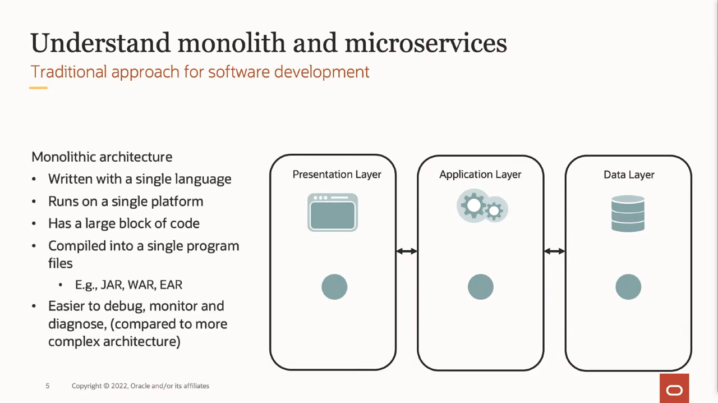To understand distributed tracing fundamentals, let's start by discussing why we need distributed tracing. To do so, let me go 15 years back to review the history of software development architecture. Traditionally, applications are built in a single monolithic architecture, which typically has 3-tier layers: presentation, application, and data layers. The applications are often written in a single programming language and run on a single platform, having a large block of code that is compiled into a single program, such as jar or WAR files, for example.